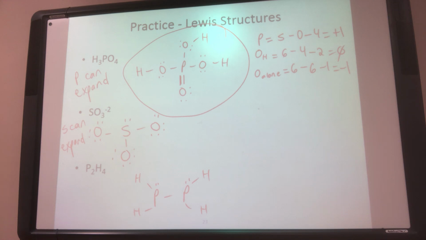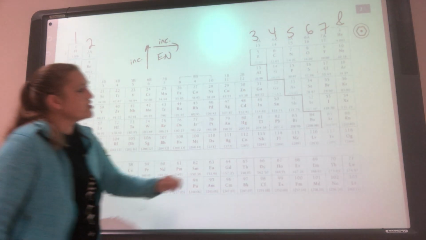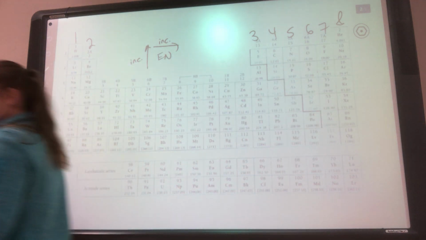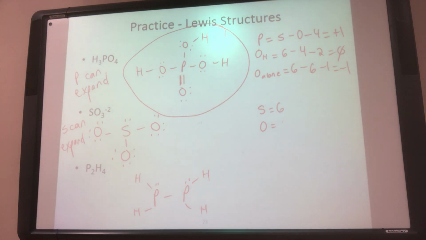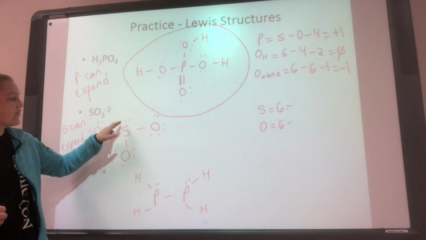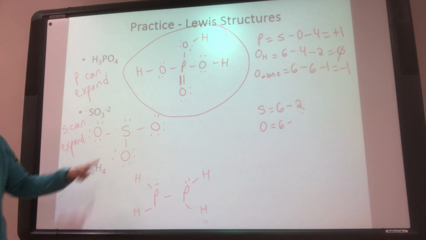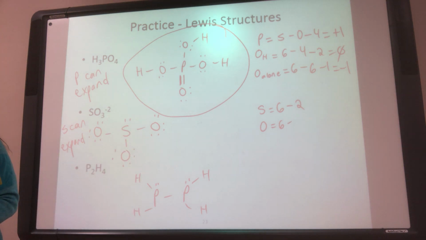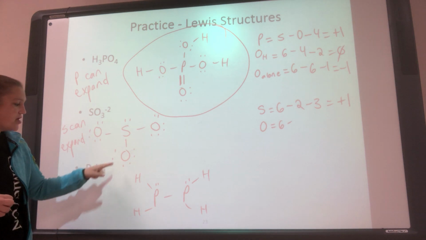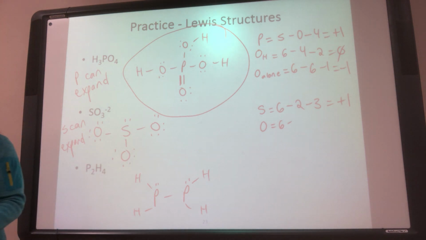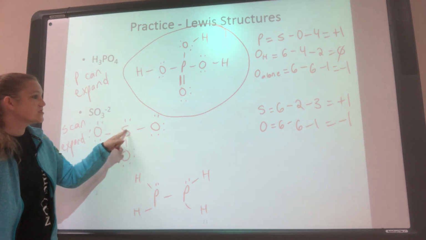Let's say we need to do sulfur, and all the oxygens are the same. So I could do sulfur and the oxygens. All right, let's look. Sulfur and oxygen both have 6 valence. How many electrons are on the sulfur? 2. How many bonds? 1, 2, 3. So he's a +1. Okay? Oxygen, how many does he have? 1, 2, 3, 4, 5, 6. And how many bonds? 1. He's a -1. So each one of these is a -1. The sulfur is a +1.